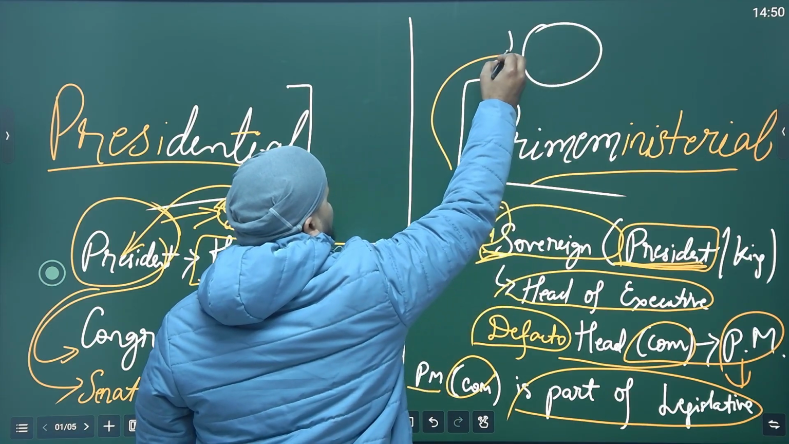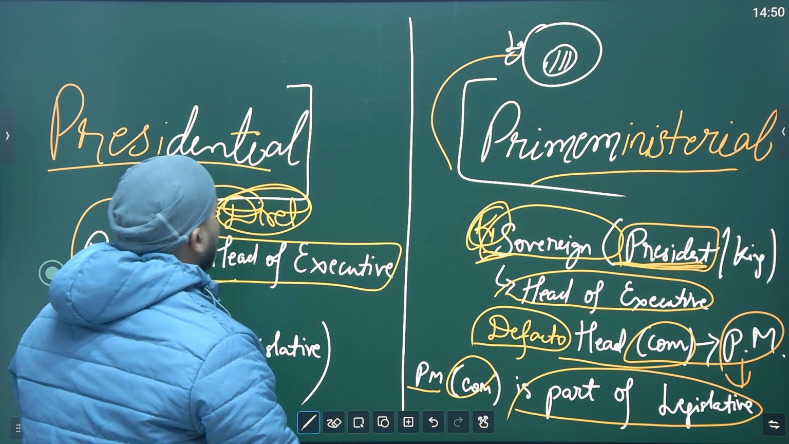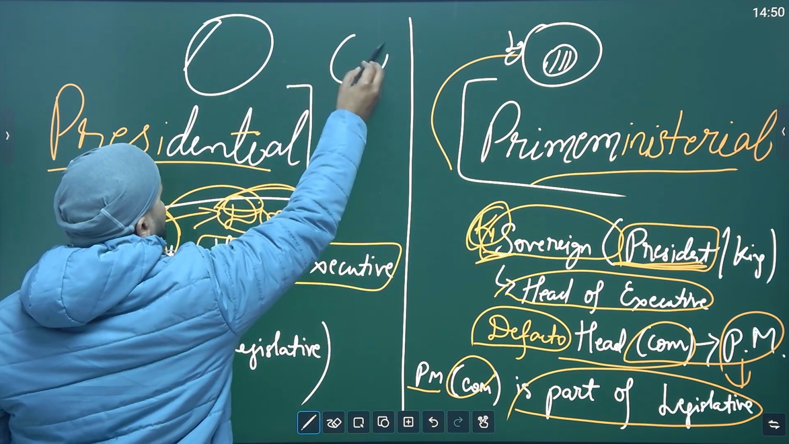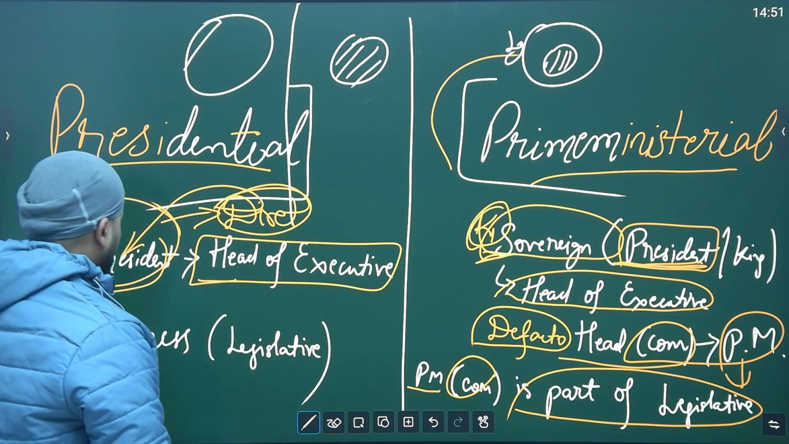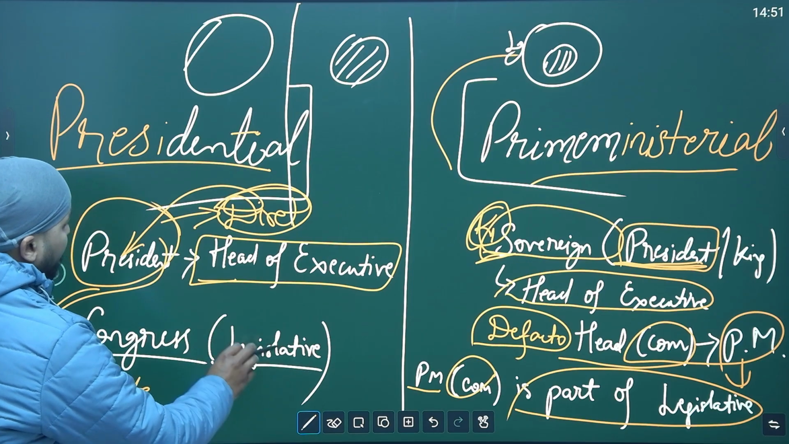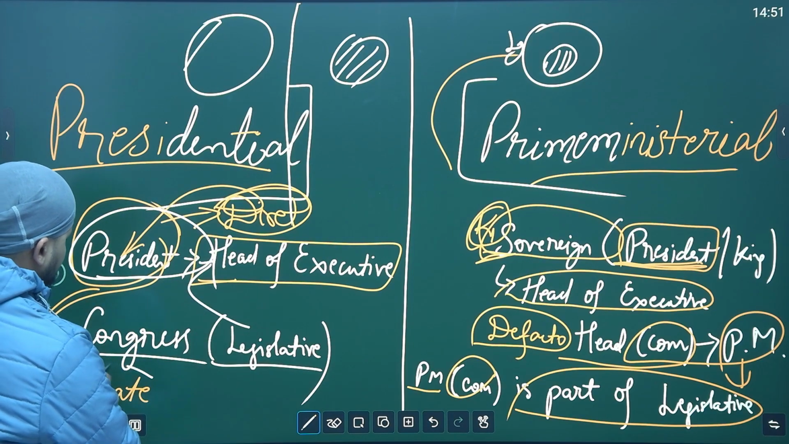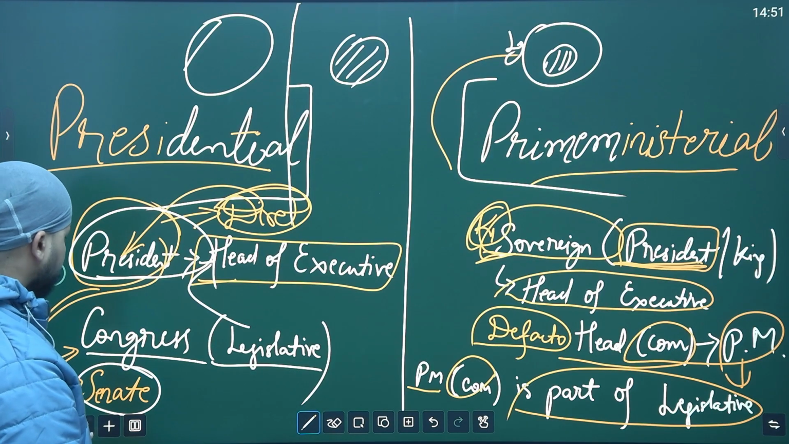If this is the legislature, this is the government. But in the presidential form of system, if this is the legislature, this is the government. Absolutely separation of power, hard and fast, absolute. Congress has no role in the executive body, the president and his cabinet. The Senate also has no room for interference.